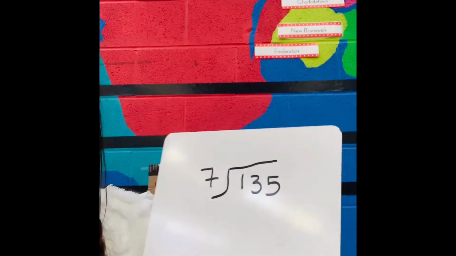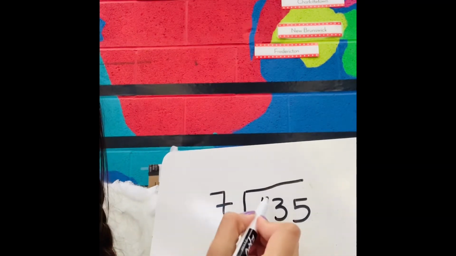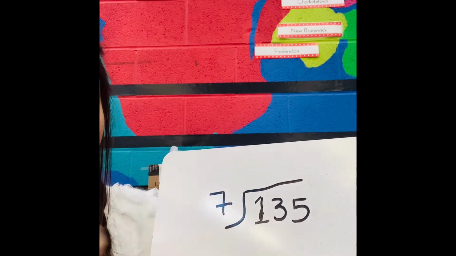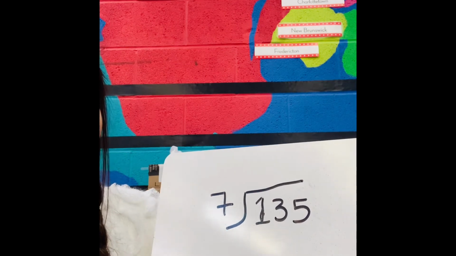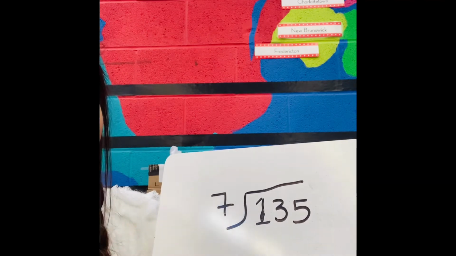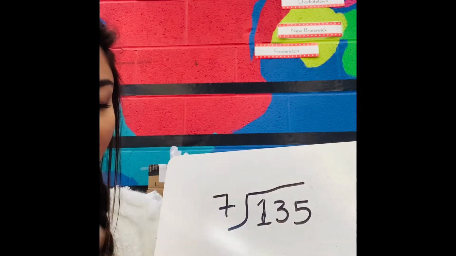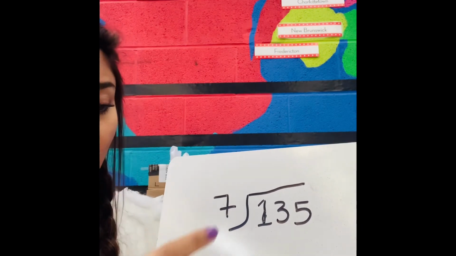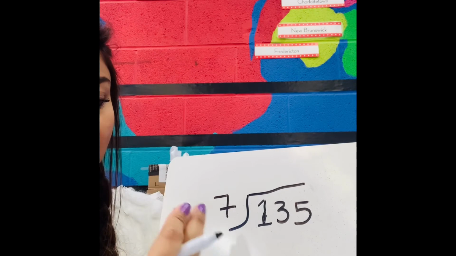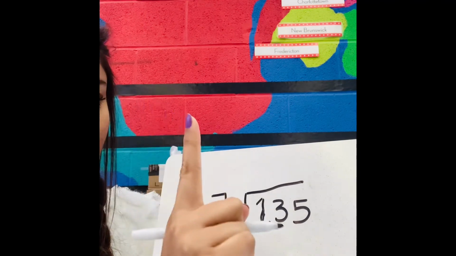Okay, now I ask myself, is this 1 big enough for me to divide it? No, it's not big enough for me to divide it, right? So therefore, I need to combine this 1 to this 3 so that it becomes 13. So now I can divide 13 by 7 because it's big enough, right? So let's go ahead. How many 7s do I need to make 13? Now I know that if I take 2 7s, they'd be too many, right? Because 2 7s give me 14. So I need only 1 7.